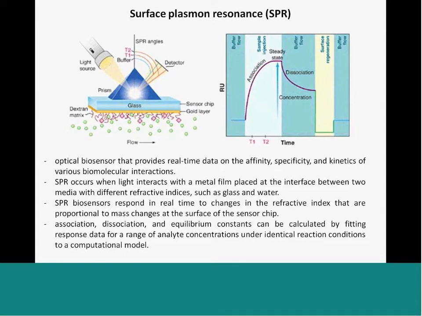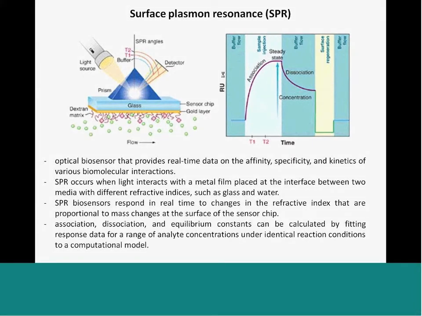As the molecule in solution, which is the analyte, flows over the surface and binds to the immobilized molecule, which is the ligand, the refractive index near the sensor surface increases, leading to a shift in the SPR angle. When the complex on the sensor surface dissociates, the SPR angle shifts back. So these changes in the refractive index are expressed in relative units or response units and are proportional to mass changes at the surface of the sensor chip.